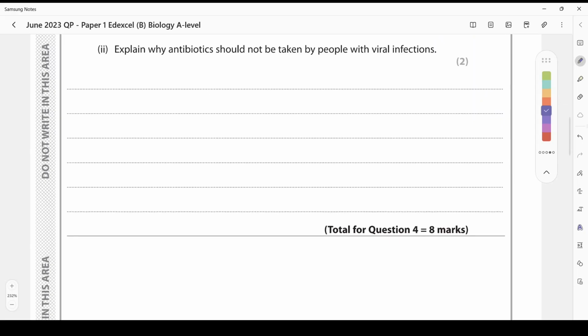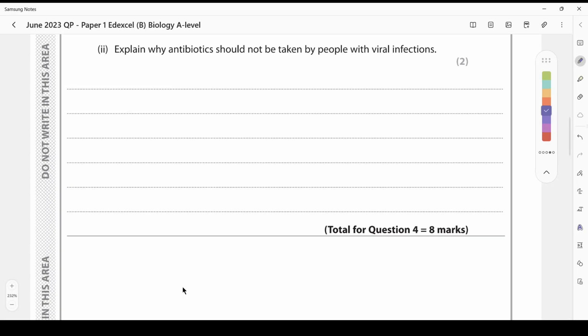Okay. The last part, explain why antibiotics should not be taken by people with viral infections. So antibiotics are for bacteria. And antibiotics will not work on viruses because viruses aren't even cells to begin with. So that's 1 mark there. And the other mark would be, if you were to use antibiotics unnecessarily, it would serve as a selection pressure for antibiotic resistant bacteria. And then you would end up having a larger population of antibiotic resistant bacteria.